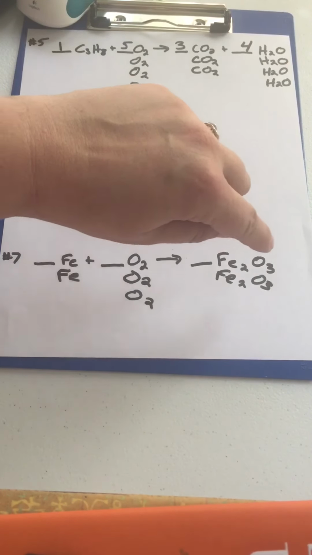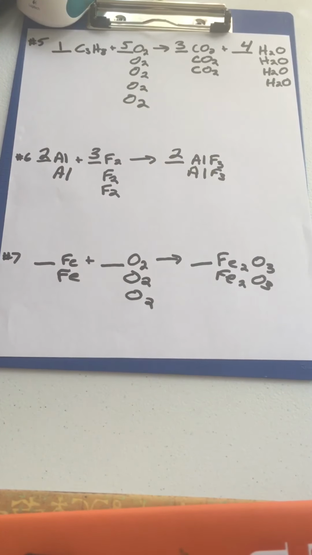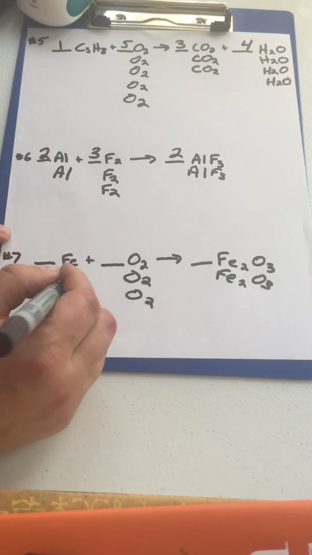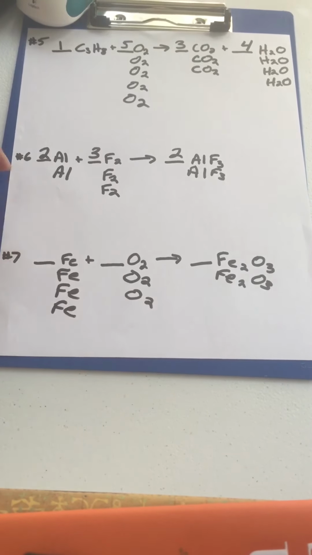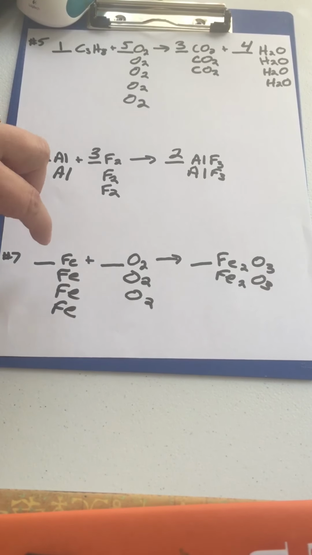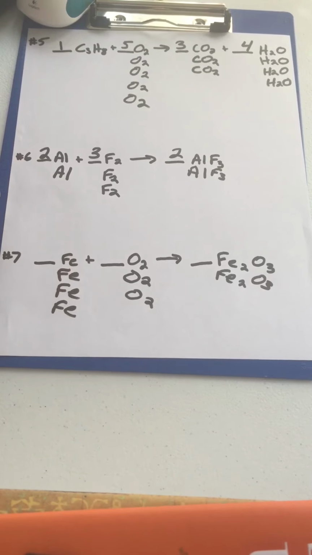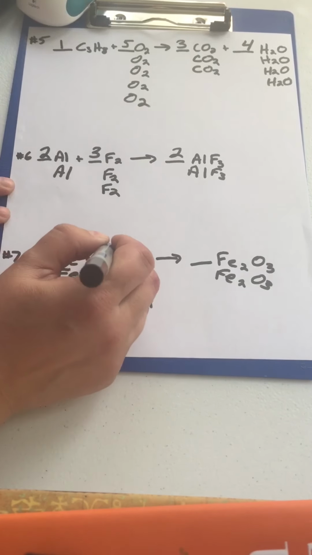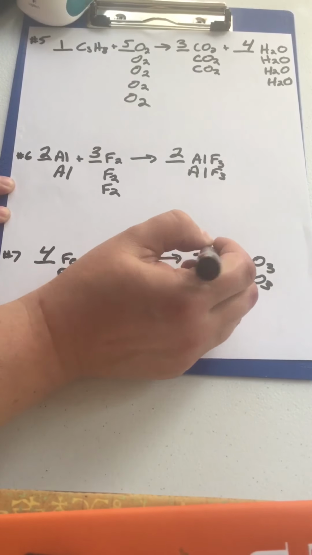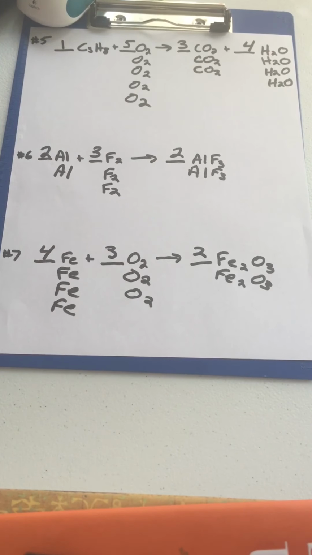And then when I did that, I have 1, 2, 3, 4 irons, Fe's, and I've got 1, 2, 3, 4. And now I am balanced. So how many Fe's do I have? Again, I count the original 1, 2, 3, 4, and 2. And then I am balanced. And that finishes it for page 6.